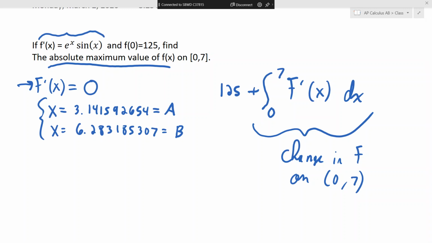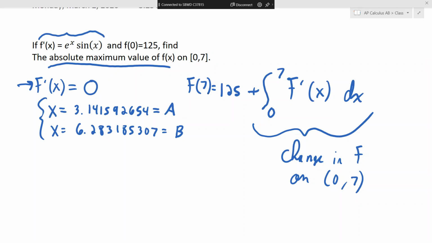The integral finds a change. If I add 125 to it, what is this? What's this called? How can I denote this? This is f of, not f of x. That's what f is at 7. Oh, okay. If you take what it was at 0 and add how much it changed, by the time you get to 7, that's what it is at 7. Okay? This is a super big idea in calculus, especially for the AP test.